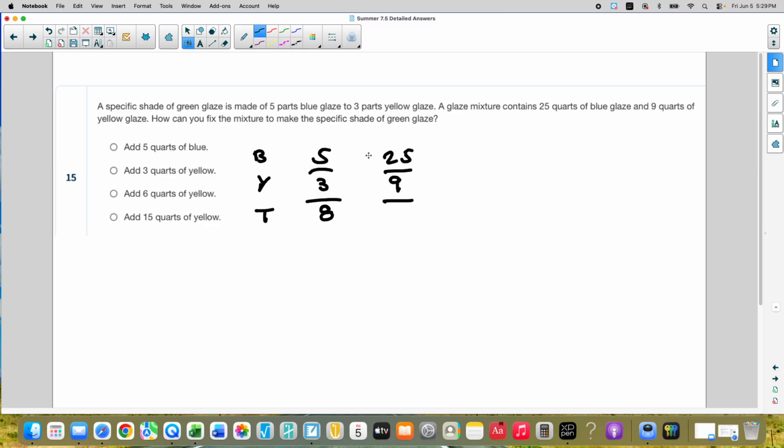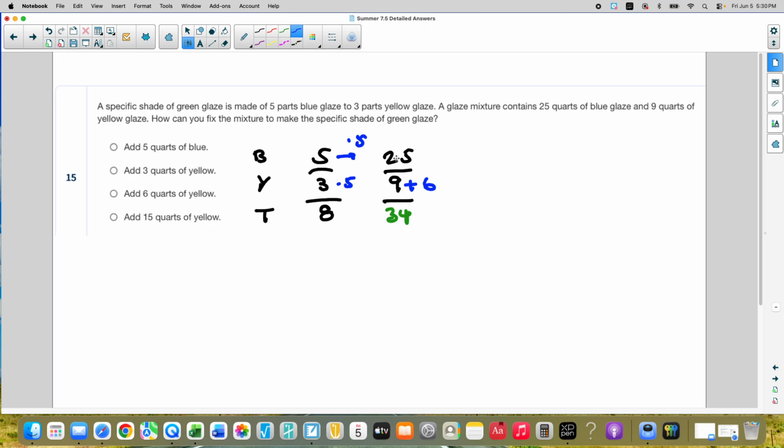Okay, so this is times 5. We're going to assume that the blue is correct. So this needs to be times 5, and so that would be 15. So we would need to add 6 more quarts of yellow.